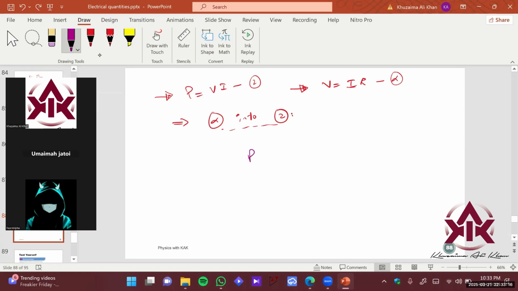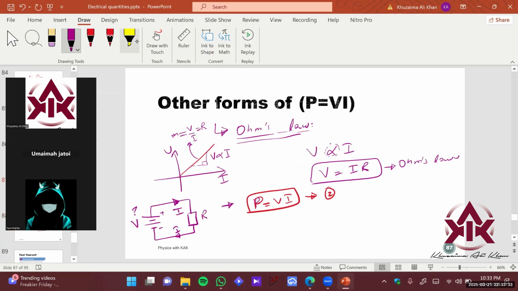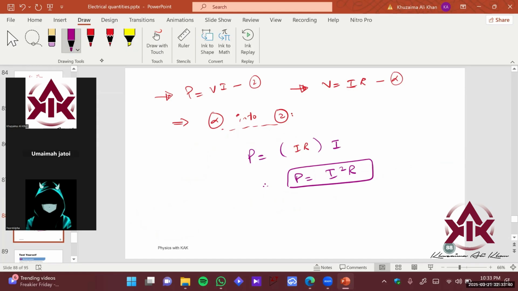So we have power equals something times I, and that something is from Ohm's law, V equals IR. Therefore, I also have one relation to find power, that is I square R. If I don't know the potential difference across the resistor, and I just know the current and the resistance value, I can still find the power consumed by the component using the formula I square R. So this is another form of the formula of power. We had the first form, and this is the second form, which I'm going to label as 2 bar.